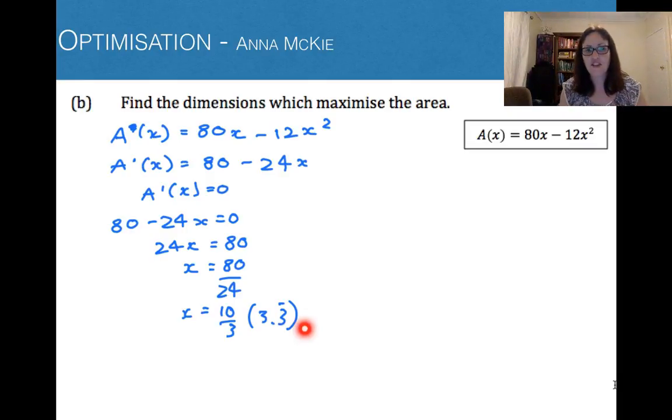But we haven't finished there. Just because we've solved for x, we can't stop there. We need to show that it's a maximum. So one of the techniques for that is to do a sign diagram.